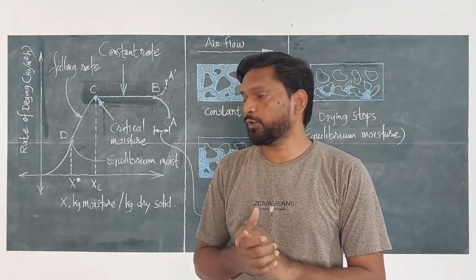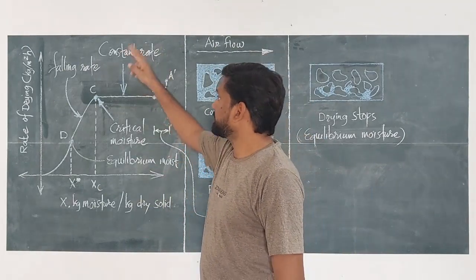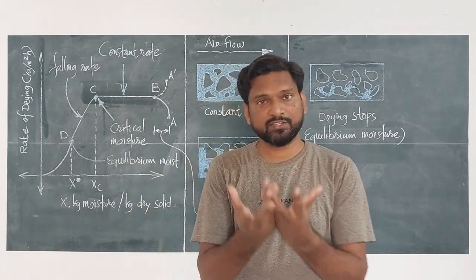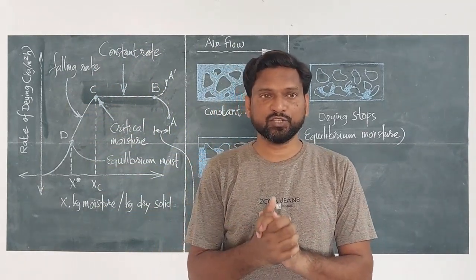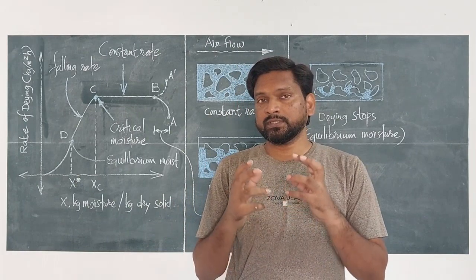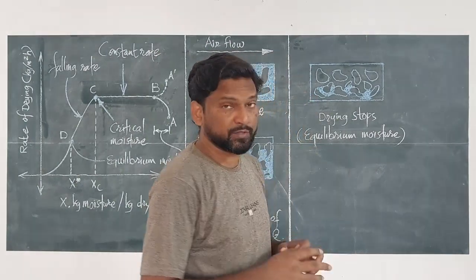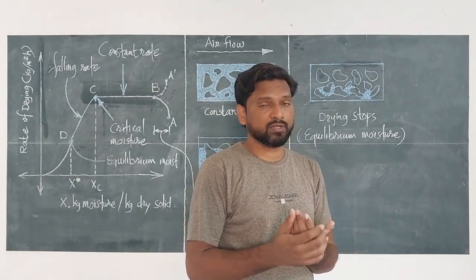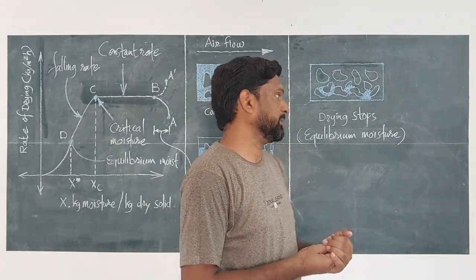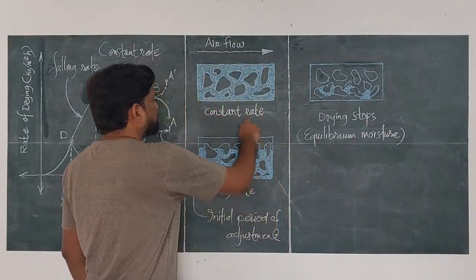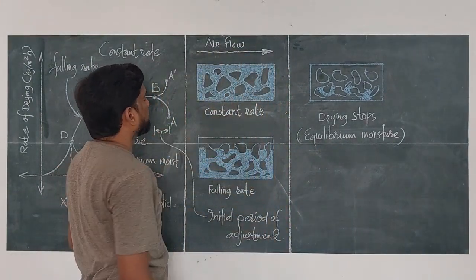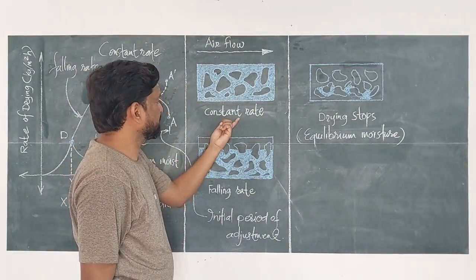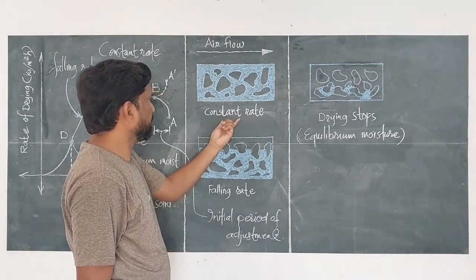To learn the constant rate or falling rate, critical moisture, all these terminologies, we must know the concept of drying, which we have already studied. Let us have some more focus on the concept of drying. Concentrate on this figure. This figure is representing the constant rate period or constant rate drying.